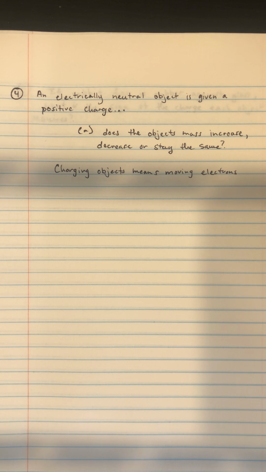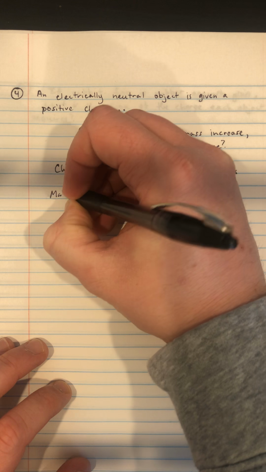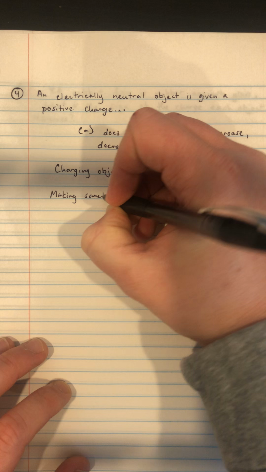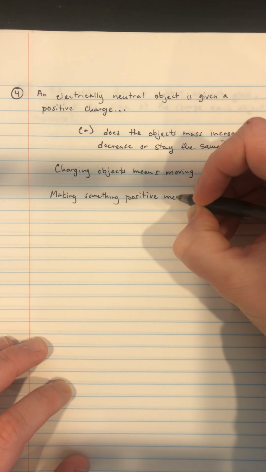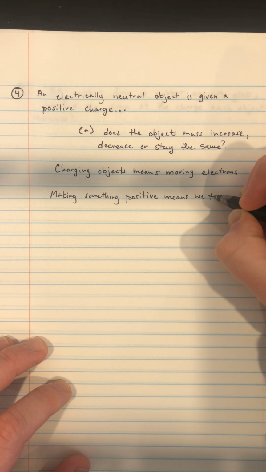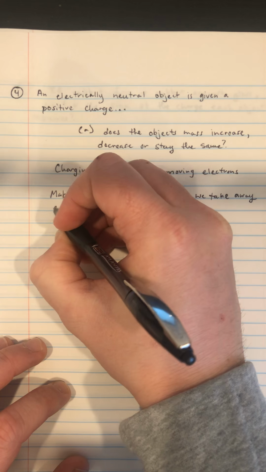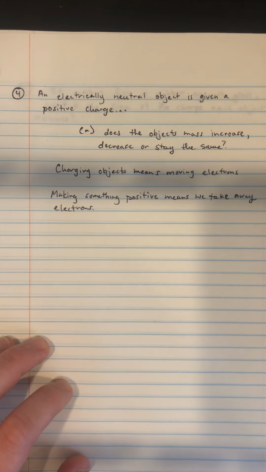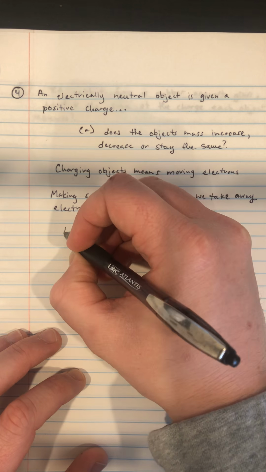Oh, yes, I see. So, it means we're moving electrons. So if we want something to be positively charged, that means we have to take electrons away. Making something positive means we have to take electrons away, because electrons are negative, so if we take away negatives, things become positive. So making something positive means we're taking away electrons. And if we're taking electrons away, what happens to the mass? The mass has to decrease.